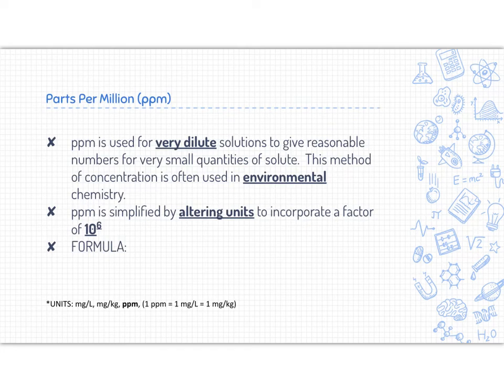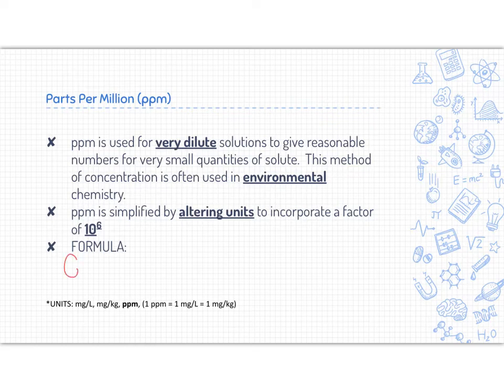Parts per million is the second type of concentration we're going to look at here. Parts per million is used for very dilute solutions to give reasonable numbers for very small quantities of solute. Okay, so this would be like on the scale of times 10 to the negative, I don't know, 2, 3, 4 for a molar concentration. So we're going to use a number that is more representative. This method of concentration is often used in environmental chemistry, and sometimes you can find it in medical chemistry as well, so blood chemistry.